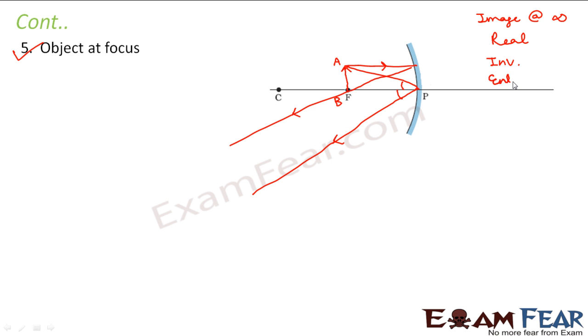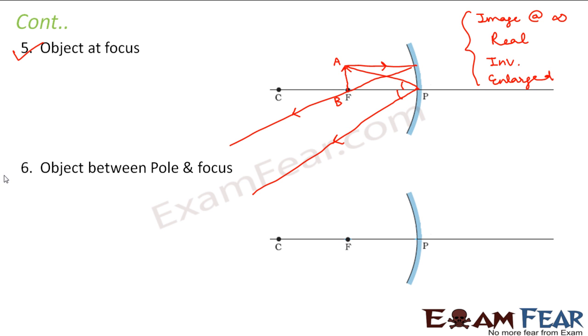And what would be the size? The size would be enlarged. That's because the farther away it meets, the greater becomes the size of the image, right? So it will be enlarged. Let us try to bring the object a little more closer. So let us place the object between the pole and principal focus.